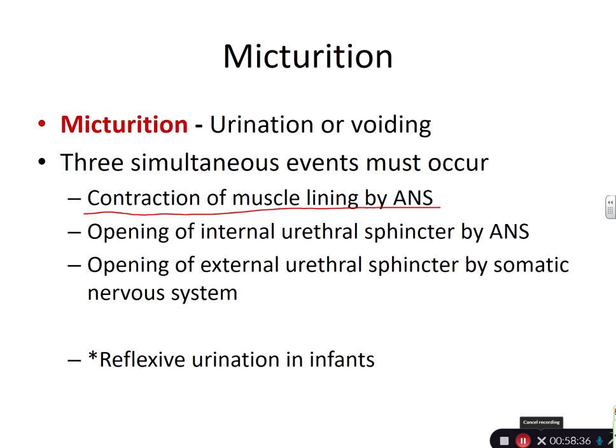The internal sphincter is going to open. Again, that's autonomic nervous system. This is smooth muscle. You have no control over this. So these are both involuntary.